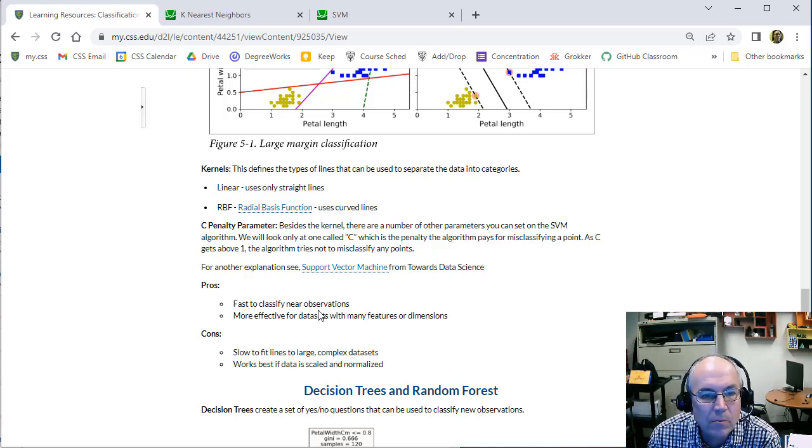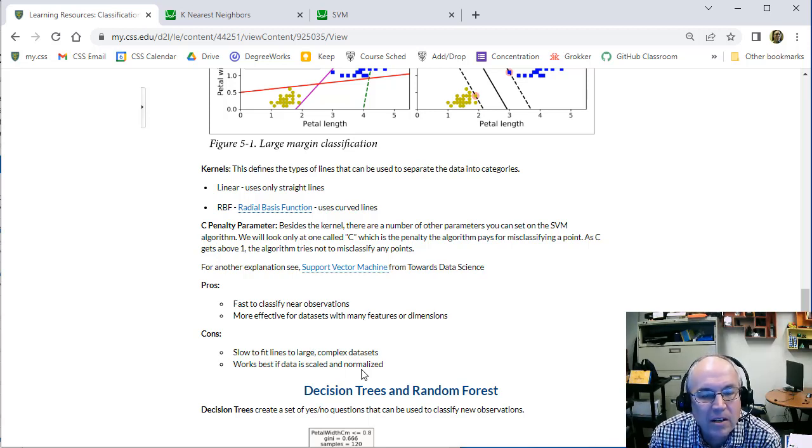Some pros: once we have this set up, it's fast to classify. A con is it's sometimes slow with complex data sets. Sometimes the algorithm to find the best solution takes a while. So sometimes you run support vector machines and you just have to wait for hours for it to find a solution with complex data sets. It's more effective with higher dimensions. It's easier to find these lines.